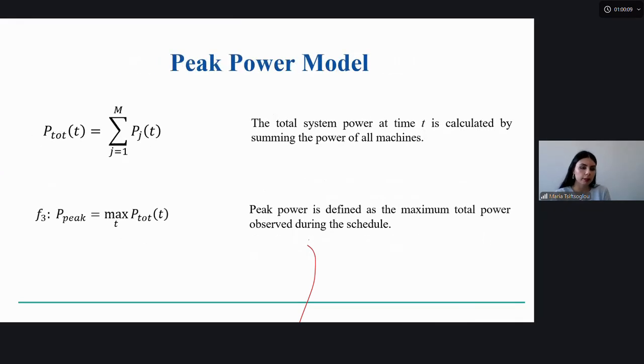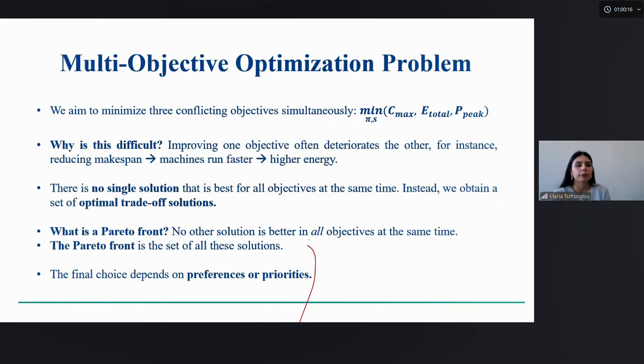Now, the peak power is defined as the maximum total power observed during the entire schedule. Now, here we aim to optimize three conflicting objectives simultaneously: the makespan, the total energy, and the peak power.